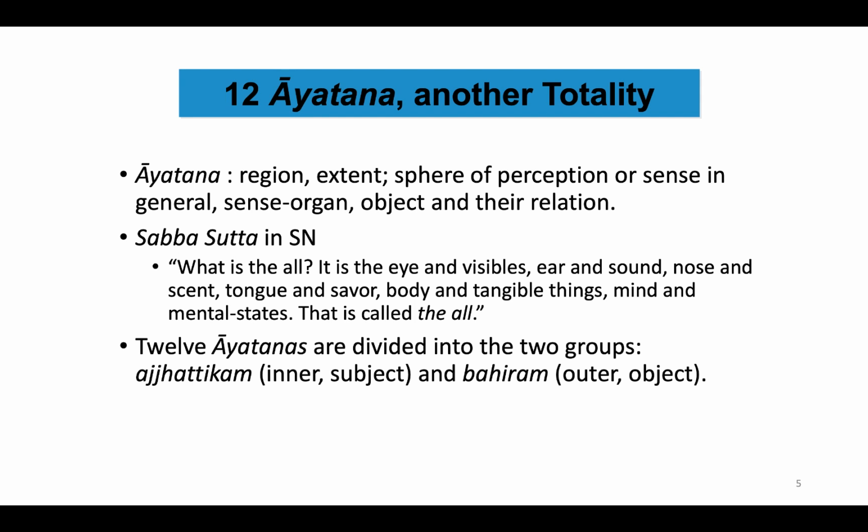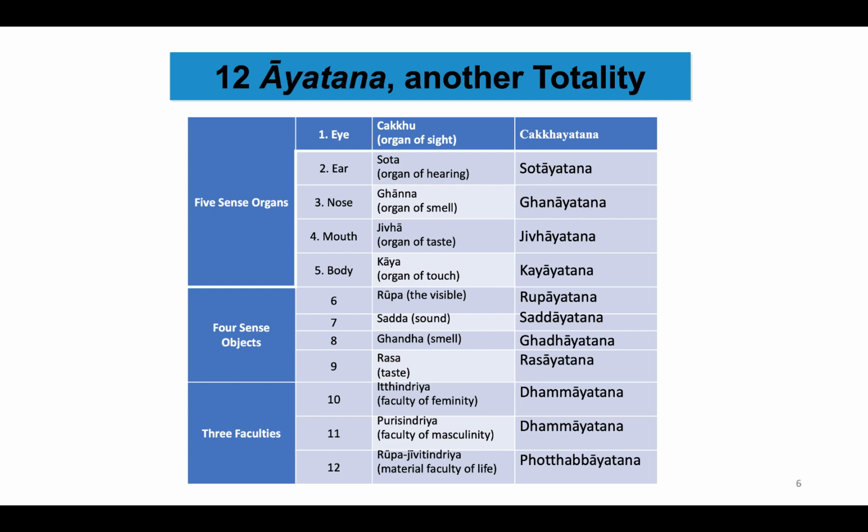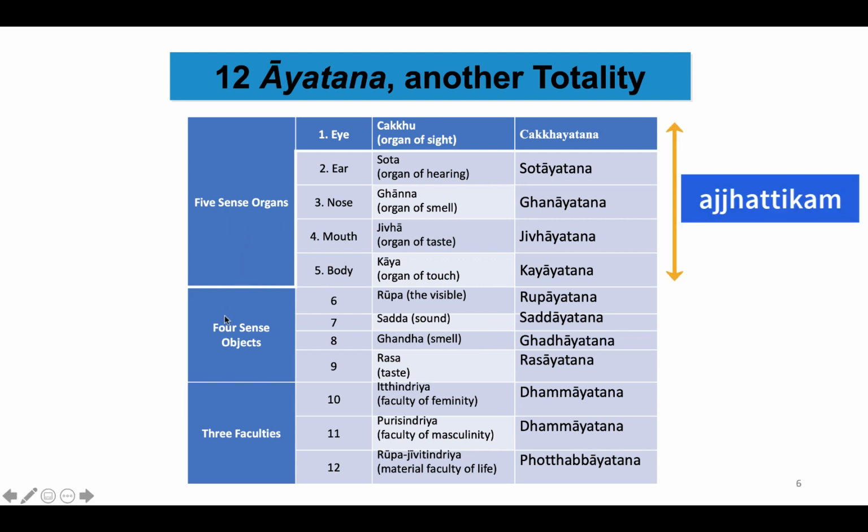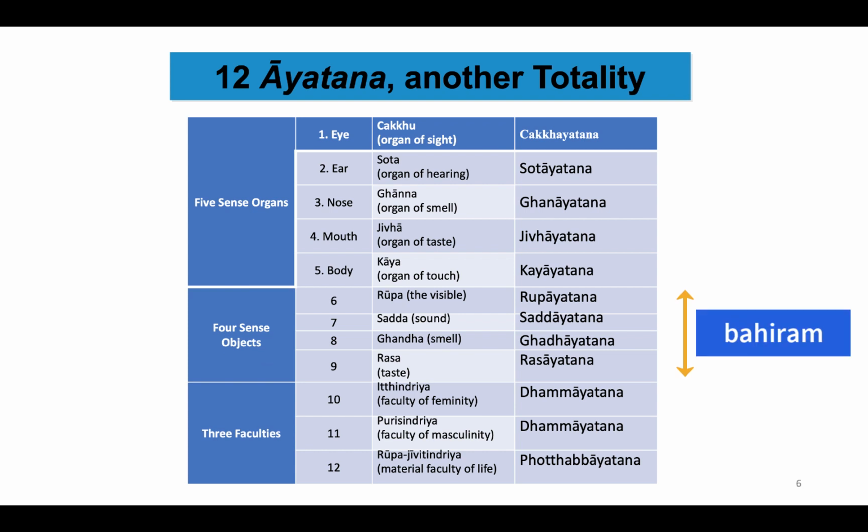12 Ayatana are divided into the two groups, Ajatikam and Bahiram. The sphere of the sense belong to the self, which account for Ajatika as internal or subject. The sphere of the sense object and bodily nutriment are external to the self, which account for Bahira as outer or object. This table shows sense in general, sense organ, object, and their relation. You can see sense organ, ajatikam, and sense object, bahiram, and their relationship is translated as mind.